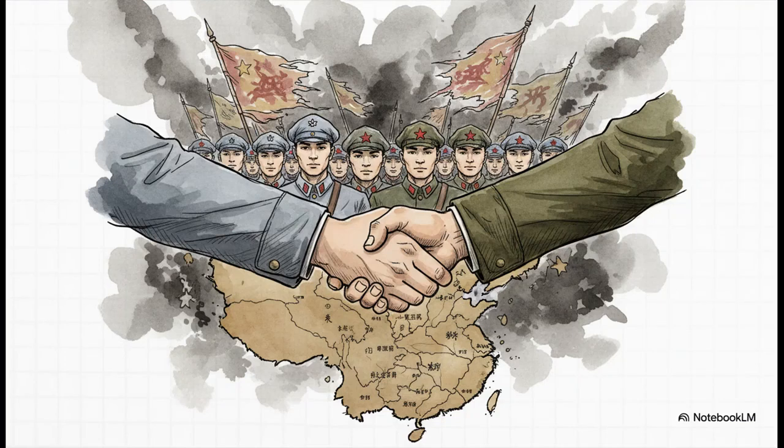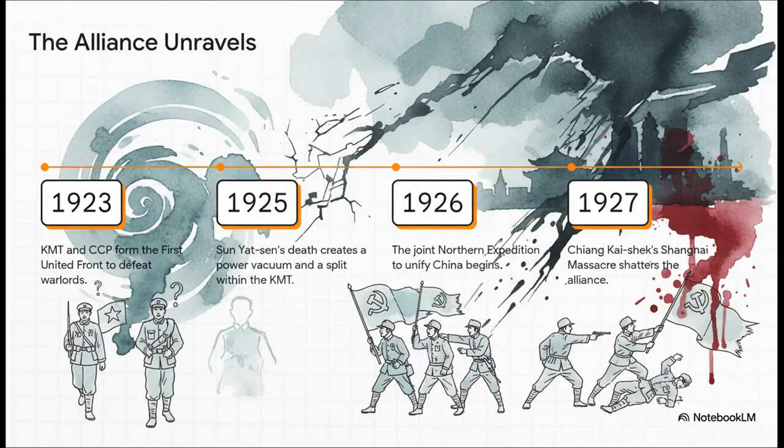Now, out of all this chaos, 2 major groups pop up, and they actually have the same goal: unify China. You've got the nationalists, also called the Kuomintang, and then you have the tiny but growing Chinese Communist Party. And believe it or not, to take down the warlords, they team up. In 1923, they form what's called the First United Front, with a little help from the Soviet Union. But this was totally an alliance of convenience. It was fragile, to say the least.